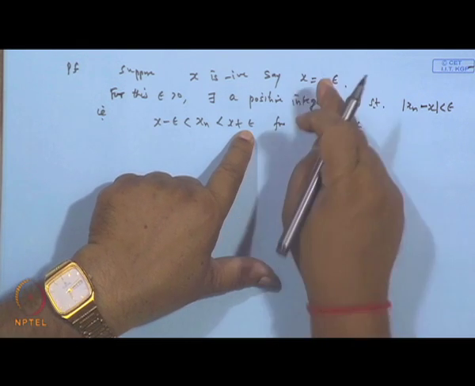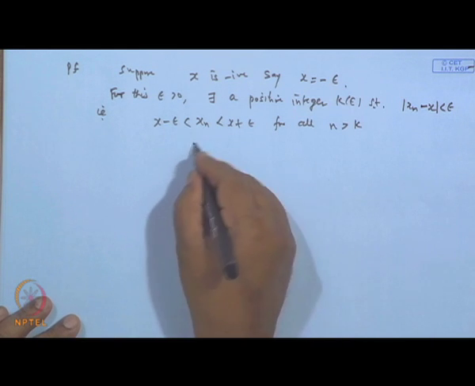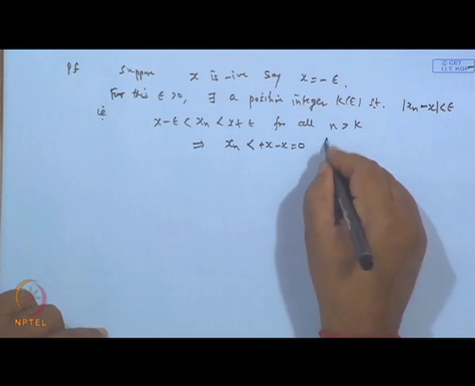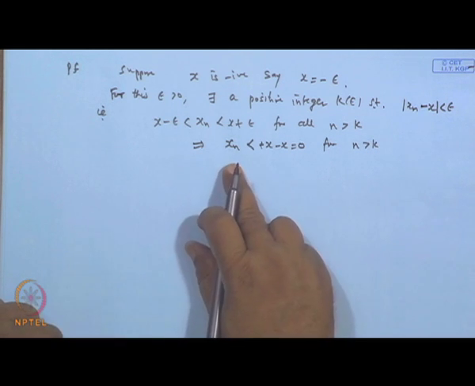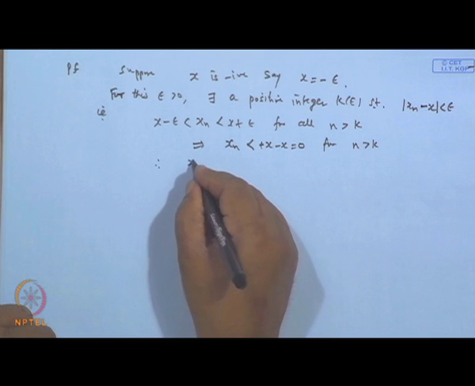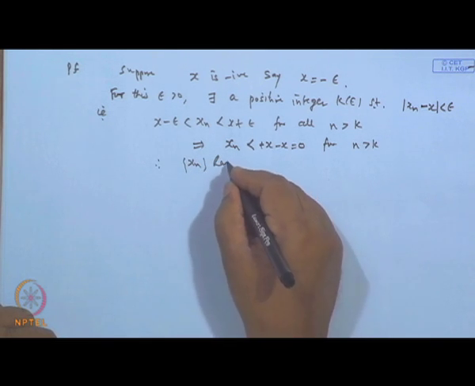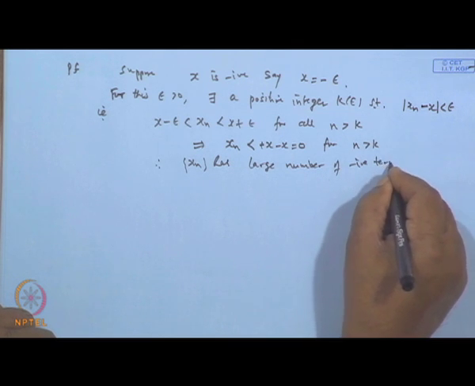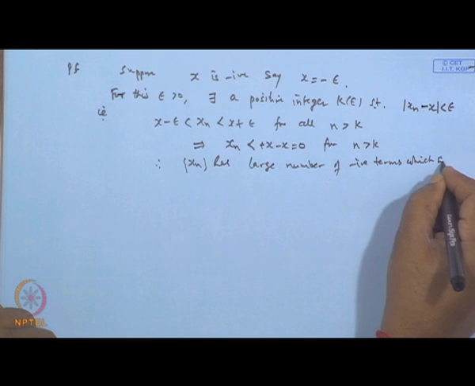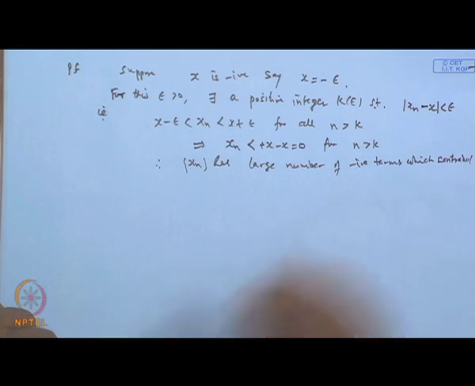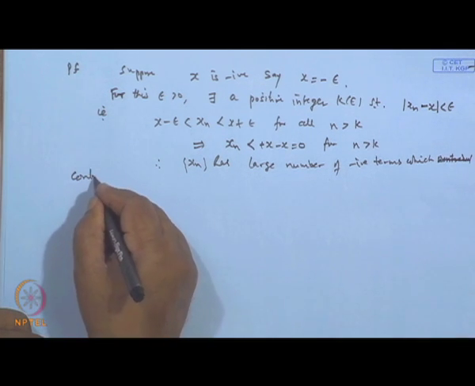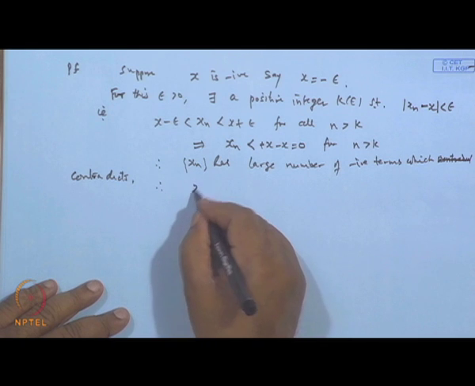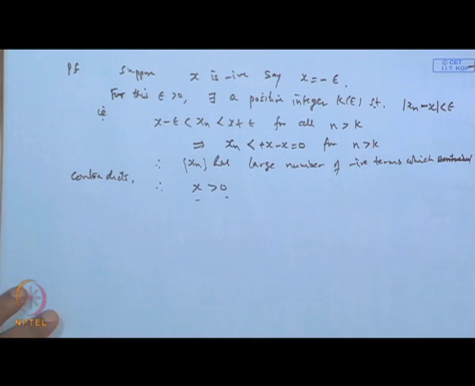Now, epsilon null is already chosen as minus x. So, from here this shows that xn is less than x plus minus x, that is 0, and this is true for all n greater than k. It means a large number of the terms xn are negative. This shows that the sequence xn has a large number of negative terms, which contradicts. Why? Because the xn are already non-negative. Therefore, our assumption is wrong. So, x must be non-negative.